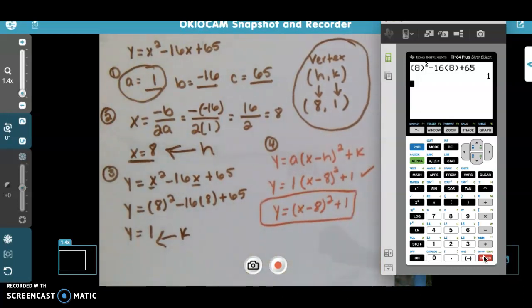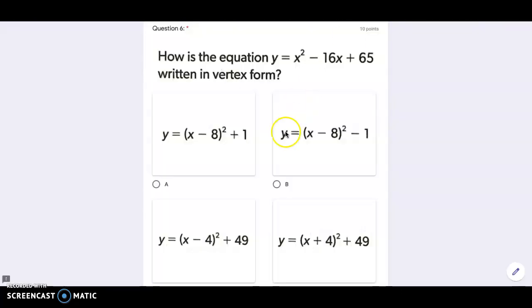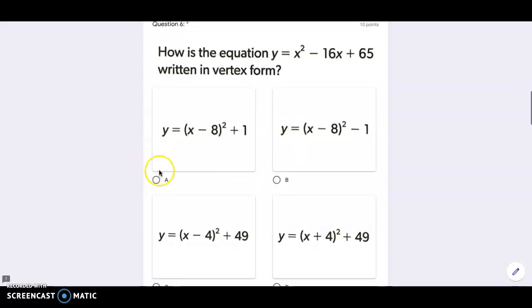Okay, so let's go ahead and look at my answer choices. And the answer would be, let's see, it would be A. So A would be the answer choice, okay?